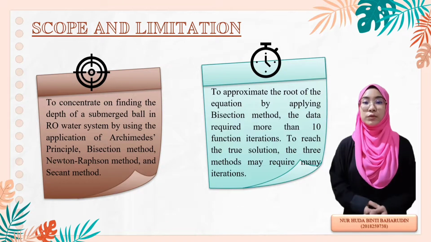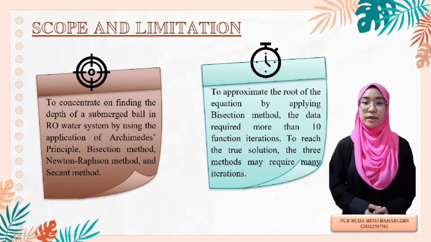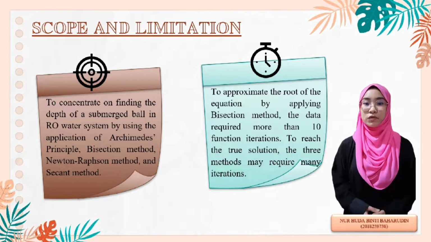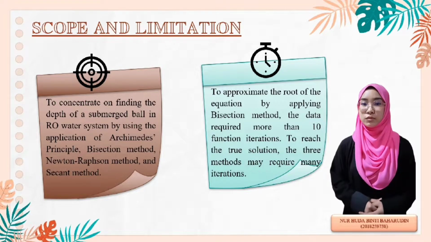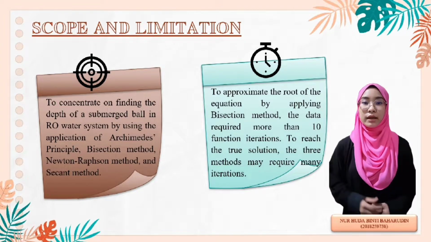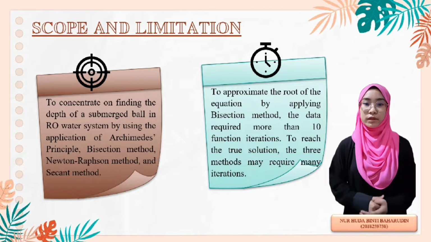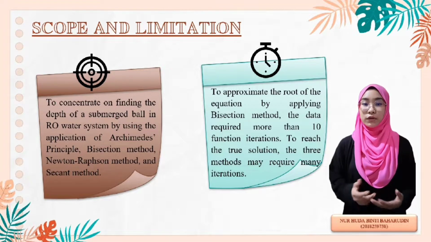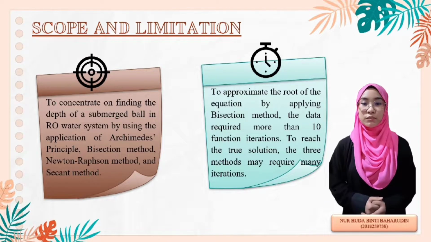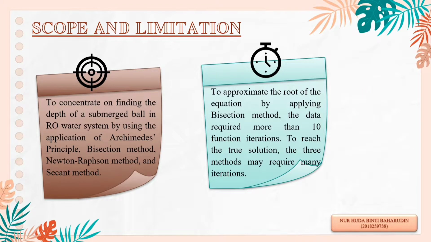For scope and limitation, this study will concentrate on the application of the bisection method, Newton-Raphson method, secant method, and buoyancy force to find the depth of a submerged ball in reverse osmosis water. The absolute relative estimated error at the end of each iteration and the number of significant digits at least correct at the end of each iteration can be discovered from the result. For the implementation of this study, applications such as buoyancy force, Archimedes' theory, bisection method, Newton-Raphson method, and secant method will be used.